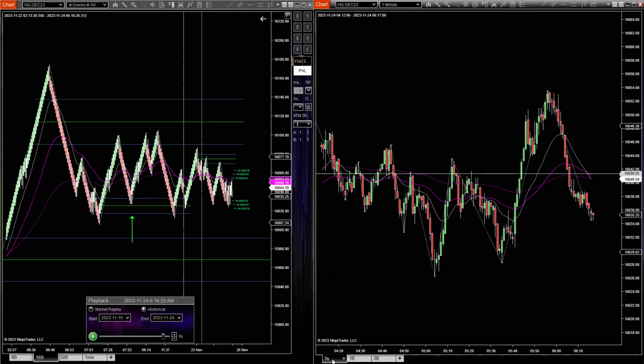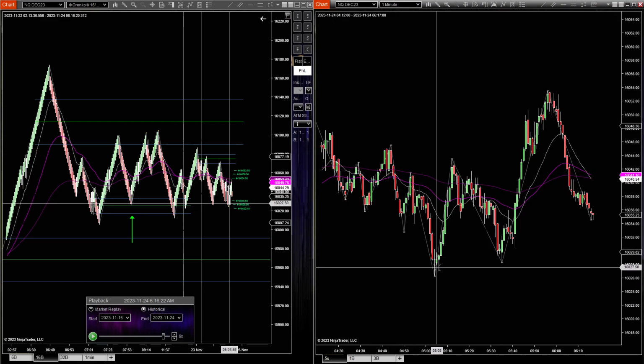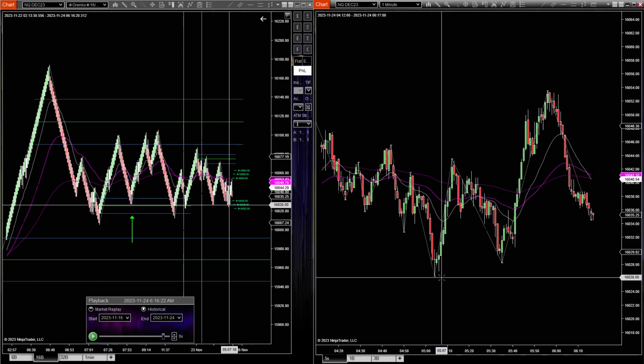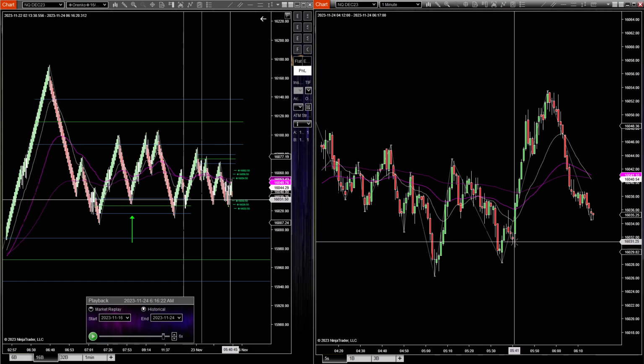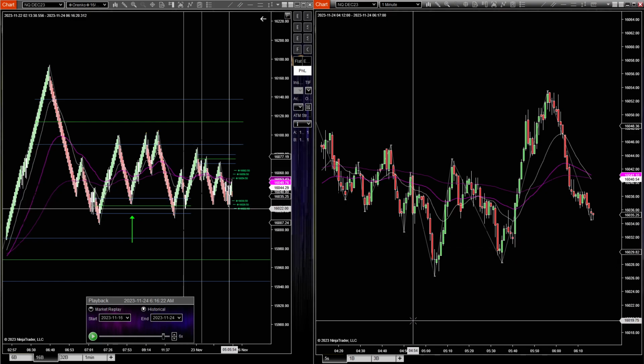I mean, it's good to look at 5 second as well. I also look at 5 second to see if you get the wick out and then close back in, the reversal candlestick pattern again here.